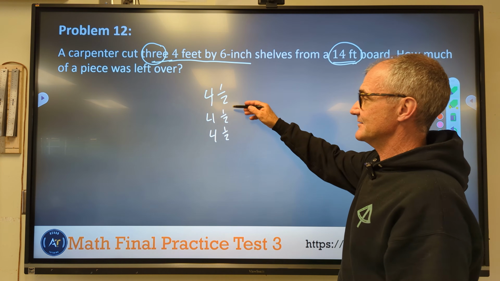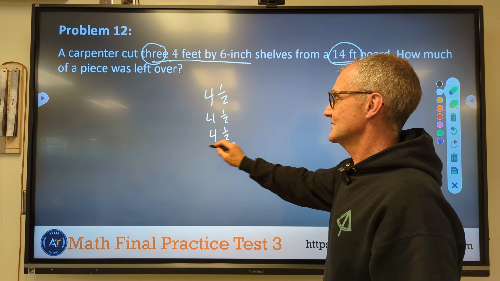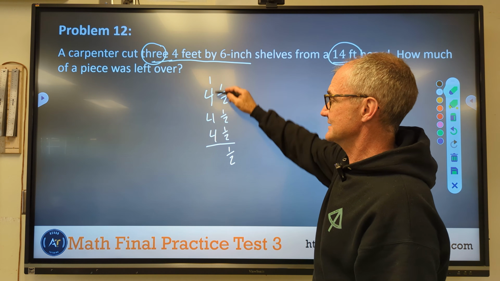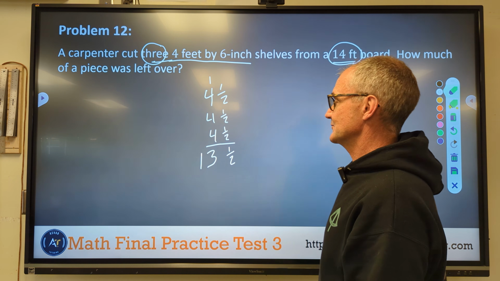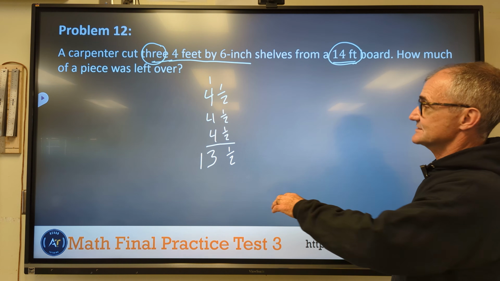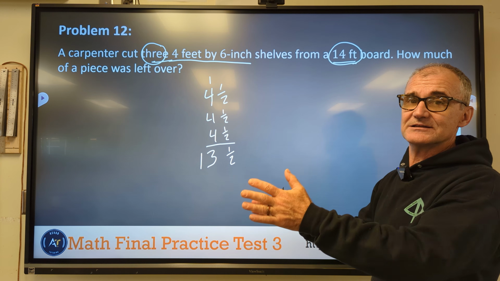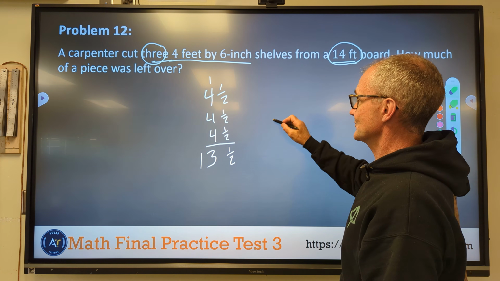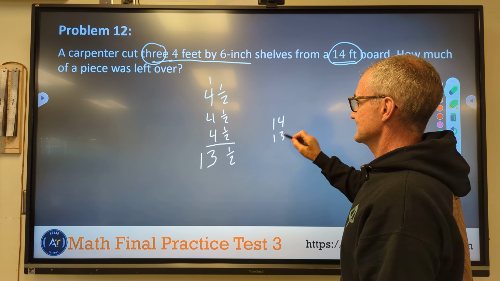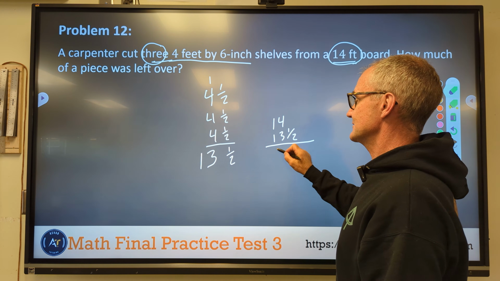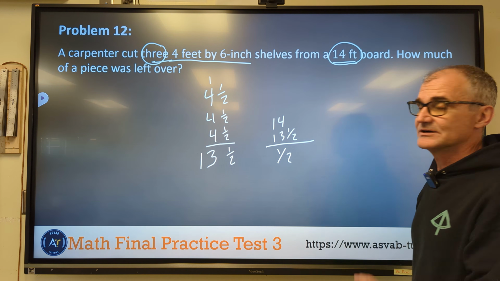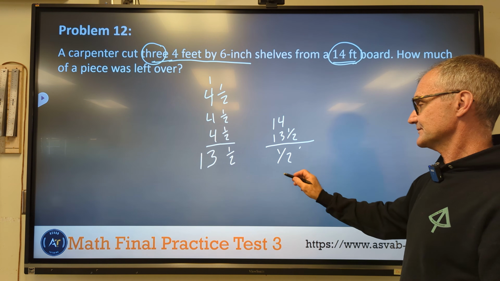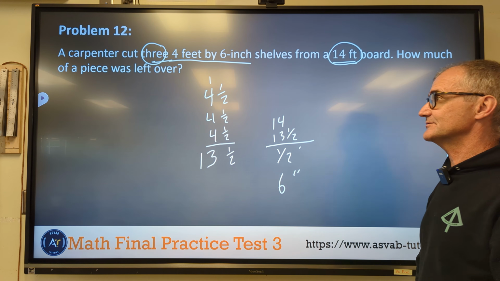So I'm going to take a half plus a half plus a half. 1.5. So I'm going to carry that 1 up here, and that's going to give me 13 1/2 feet. We're assuming, of course, that the blade doesn't create any sawdust and no wood is removed. 13.5 from 14 is going to leave me with a half foot left over. So the correct answer is 1/2 of a foot, or 6 inches left over.